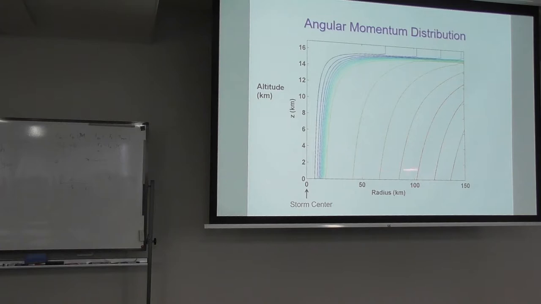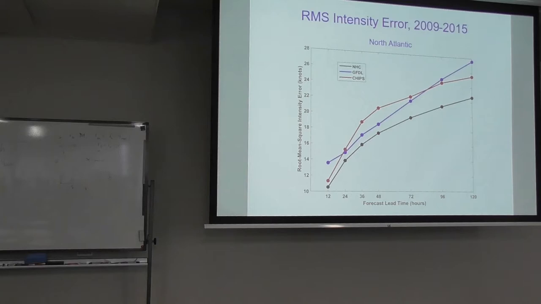eye wall. So by phrasing the equations with angular momentum, first of all, the equations are mathematically simpler, and secondly, they give you variable spatial resolution, which is very high where you need it, in proportion to how intense the storm is. How good is it in forecasts? Well, it's not great, but it's not terrible either.